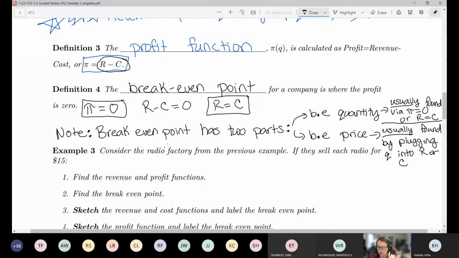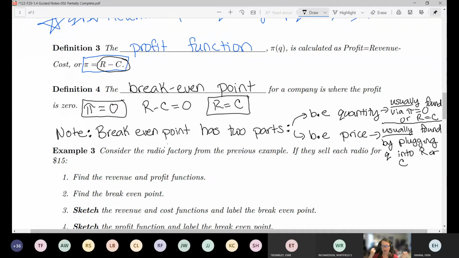To find that, we can either literally set profit equal to 0, or since profit is revenue minus cost, we can manipulate that to get revenue equals cost. So those are the two ways to find it. Either of those two options, profit equals 0 or revenue equals cost, when you solve those, are going to give you a quantity value 95% of the time. That quantity value tells you how many things you have to make and sell before you will have 0 profit. But technically, the break-even point has another piece associated with it, and that's the break-even price.